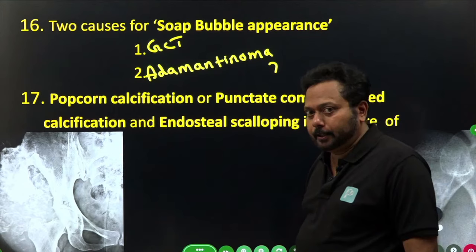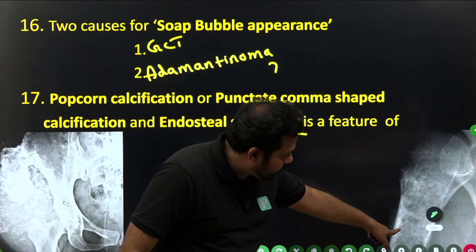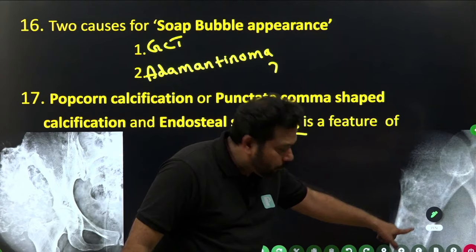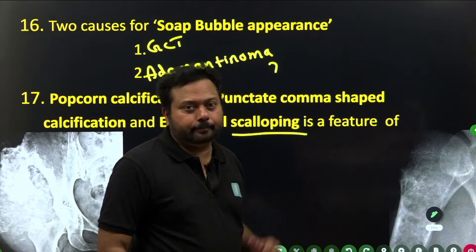Number two, endosteal. Endosteal means inside the bone. Endosteal scalloping, what is the meaning? Look at this diagram. This is the cortex, and this is the medulla inside the cortex. What is the meaning of scalloping? Scalloping is nothing but resorption of bone. So, endosteal resorption, endosteal scalloping.